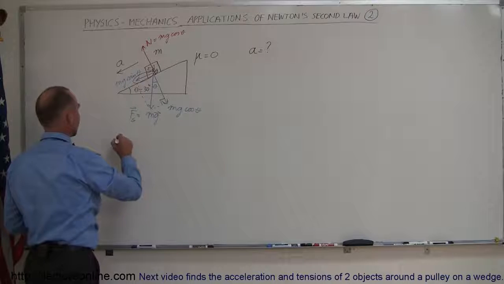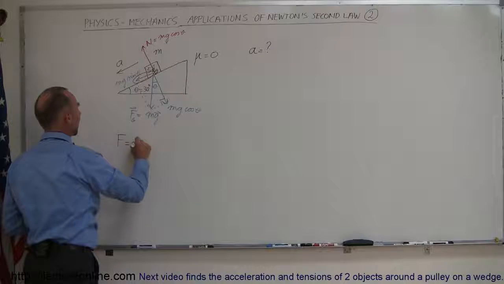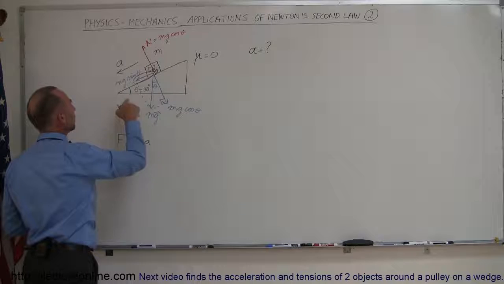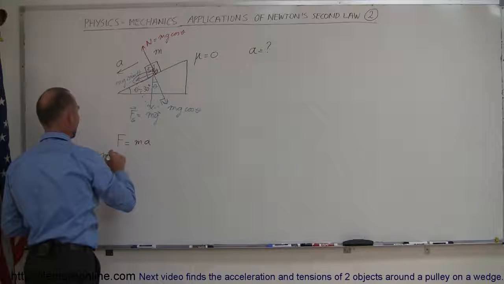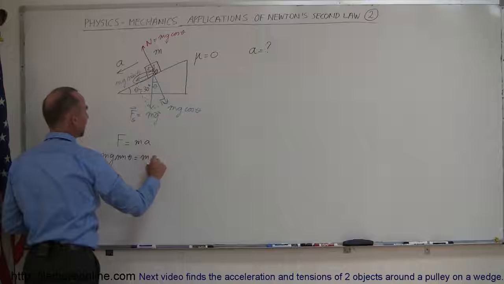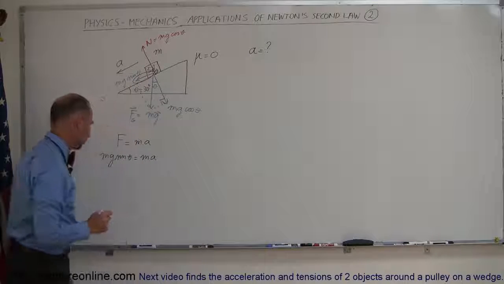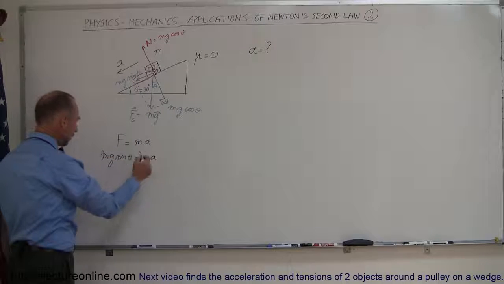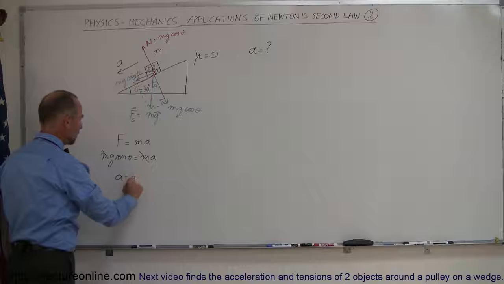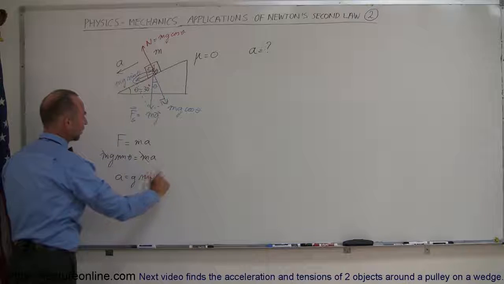So now we'll go to our Newton's second law equation, F equals ma. In this case, F is going to be mg sine theta. So we have mg sine theta equals ma. And of course, we're solving for a. That's the objective right here. So then you see that the m cancels on both sides, and we're left with a equals g sine theta.